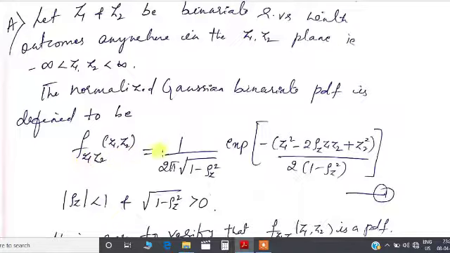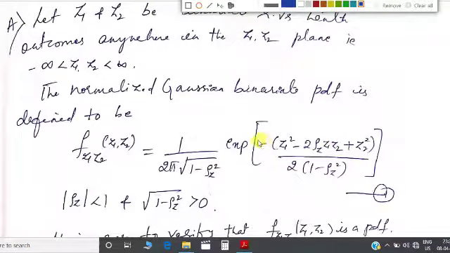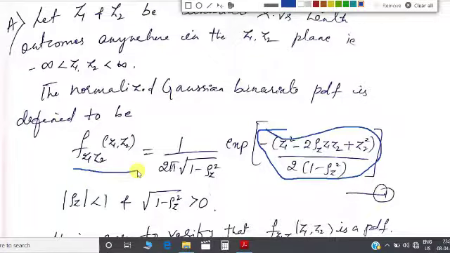Here the normalized Gaussian bivariate PDF, that is the PDF of the Gaussian bivariate random variable with respect to Z1 and Z2, is given by f of Z1 Z2 of Z1, Z2, which is equal to 1 by 2 pi times root of 1 minus rho Z square, into exponential of minus of Z1 square minus 2 rho Z into Z1 Z2 plus Z2 square, whole divided by 2 into 1 minus rho Z square. The entire quantity is the complete exponent, e raised to.